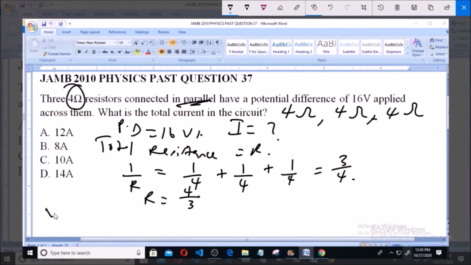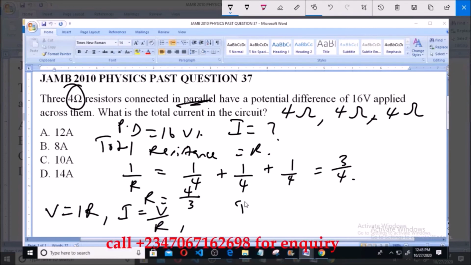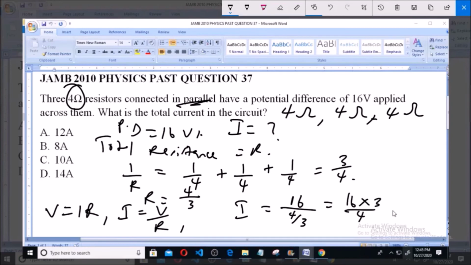Now V is equal to IR, Ohm's law. So I is equal to V over R. So I is equal to V, our potential difference, 16 over 4 over 3. So that is equal to 16 times 3 over 4, which is equal to 12 amperes. 12 amperes is option A, which is the correct answer to this question.